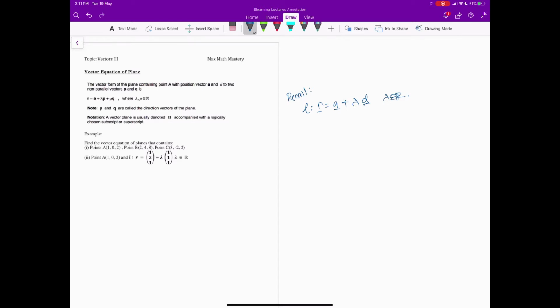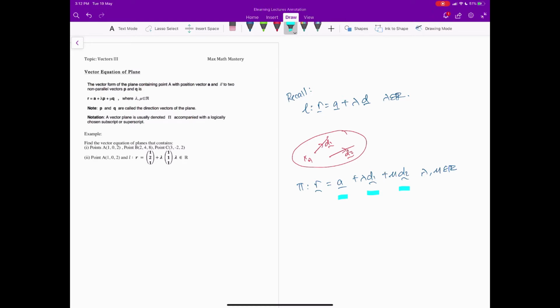So the vector equation of a plane is generally very similar to the line. If you can quickly draw it out, now this is my plane. I will need a point, and I will need two directions. These two directions must not be parallel to each other, and they must be parallel to the plane. So for a plane equation, r, which stands for any point that lies on the plane, equals a, which represents a point that lies on the plane, plus lambda direction 1, plus mu direction 2, where lambda and mu are real numbers. So to form a vector equation of a plane, I will need a point, and I will need two directions that are not parallel to each other.